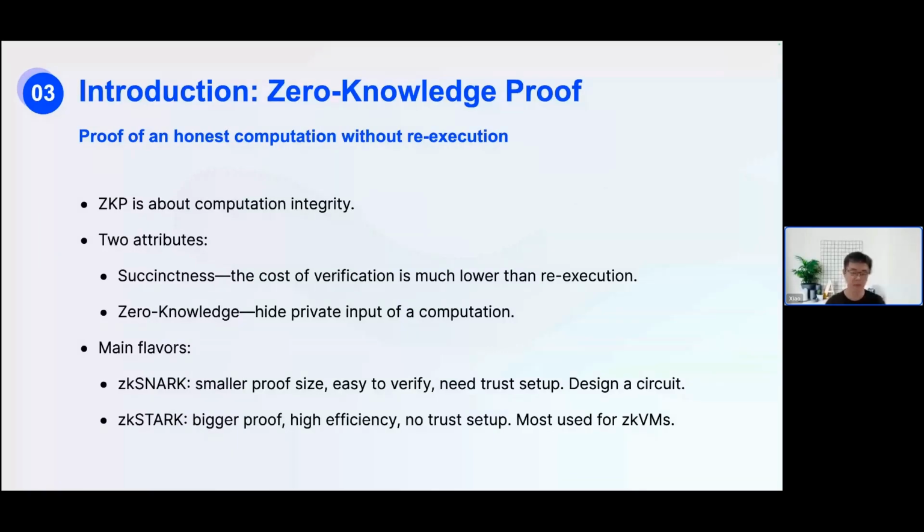But the efficiency for zk-STARK is very high, which means the proof generation and verification usually take less time, and it does not require a trusted setup because they use a different cryptographic primitive called hashing, compared to zk-SNARK. And we see that zk-STARK today are mostly used for a new thing that we call a zk-VM, which stands for Zero Knowledge Virtual Machine.